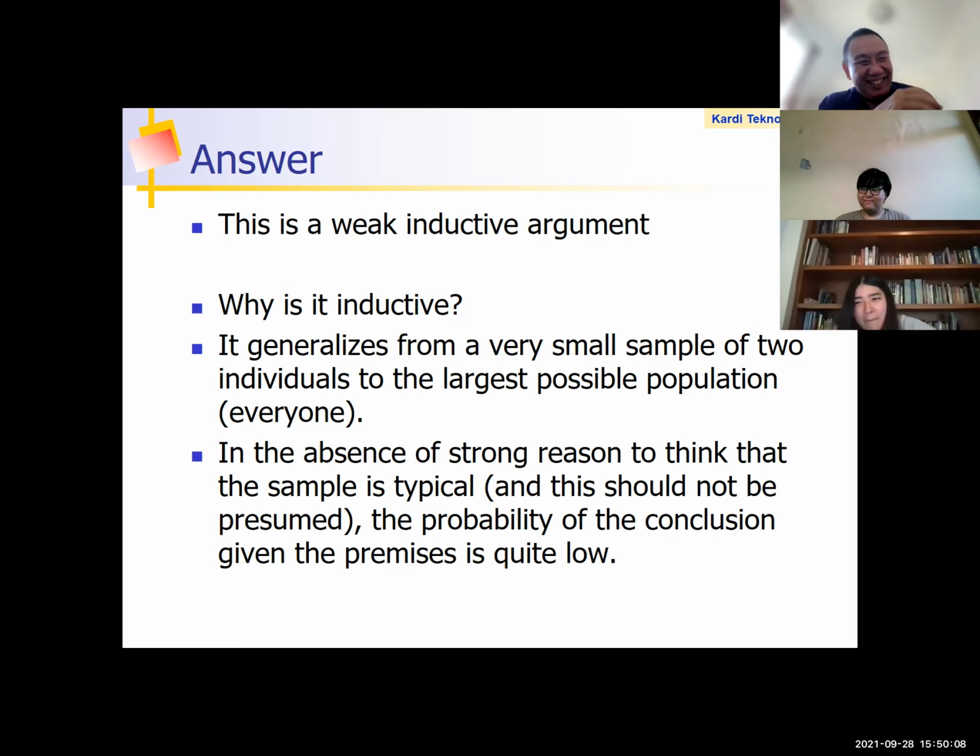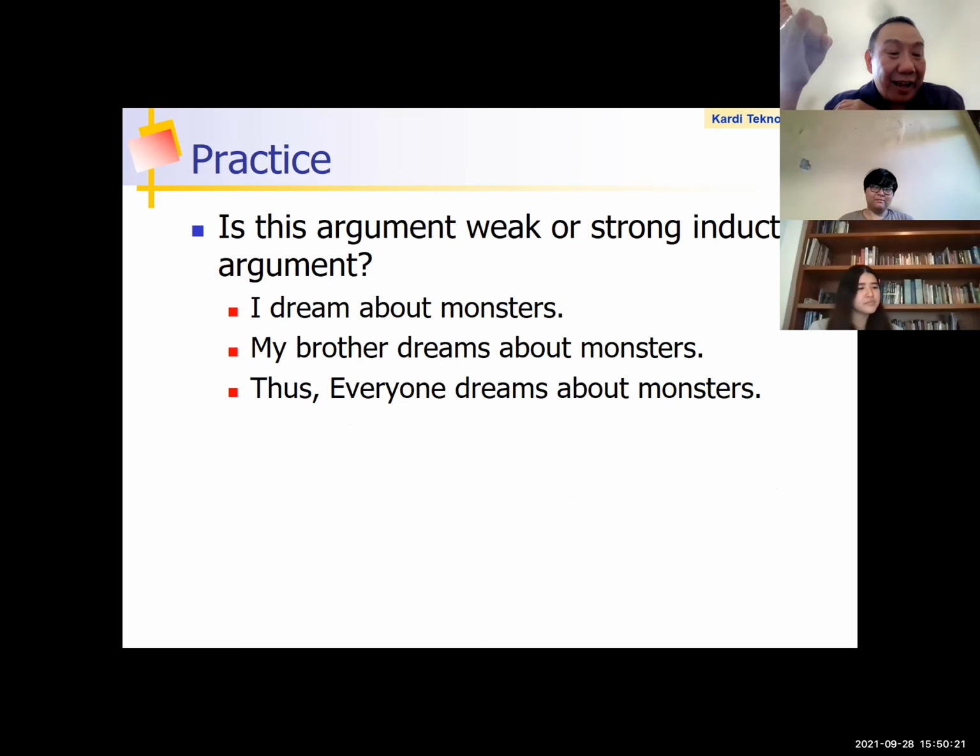He read already. That is excellent. So why is it inductive? Because you generalize. You start with I, the second premise is my brother, only two. And then the conclusion, in this case a generalization, becomes the hypothesis that everyone dreams about monsters. So every generalization is actually inductive.